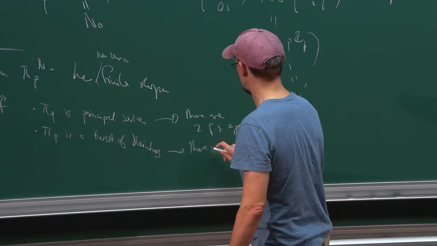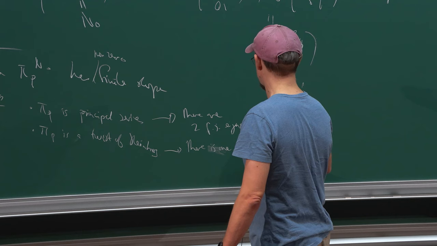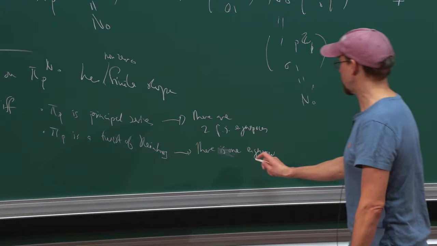and here there is one eigenspace, one finite slope eigenspace.